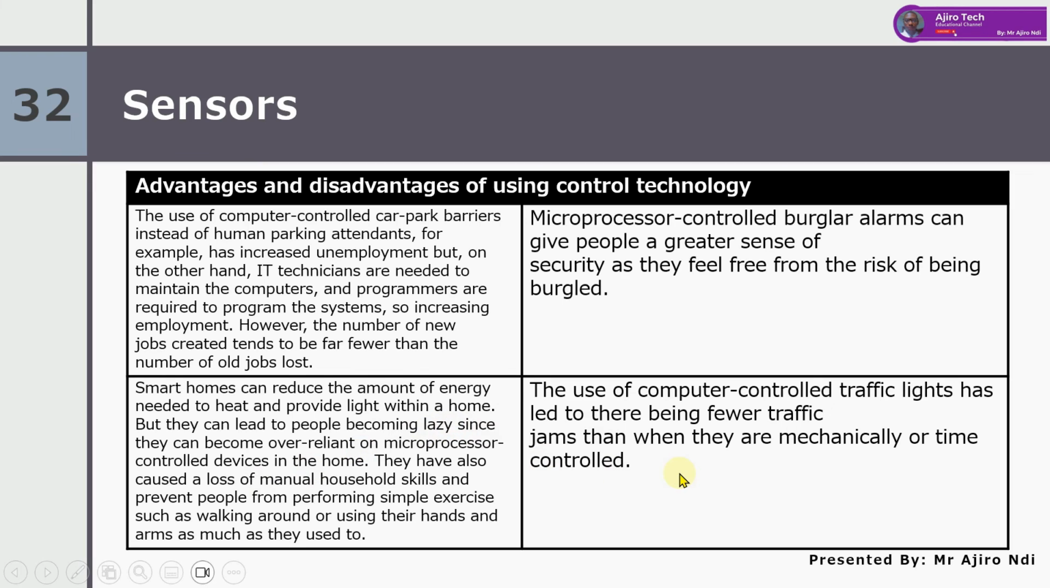Right here, the use of computer controlled traffic lights has led to there being fewer traffic jams than when they are mechanically or time controlled. I can add one to it, which is air conditioning units in shopping malls tend to make shopping a more comfortable experience when the weather is warm, but can lead to an increased cost for shops, which in turn leads to an increased price for the consumers.